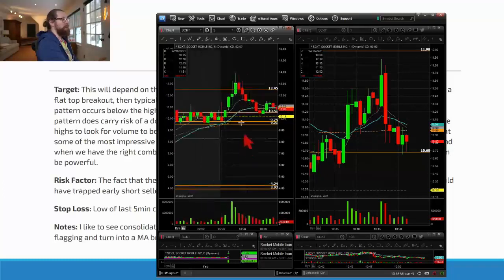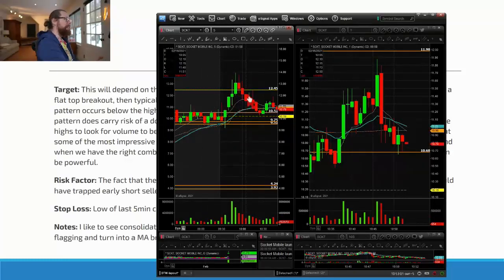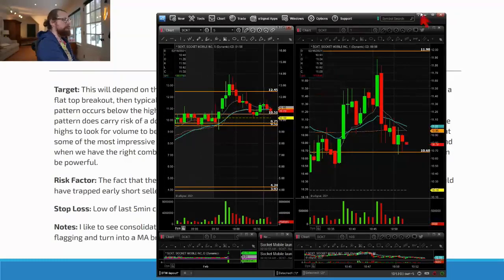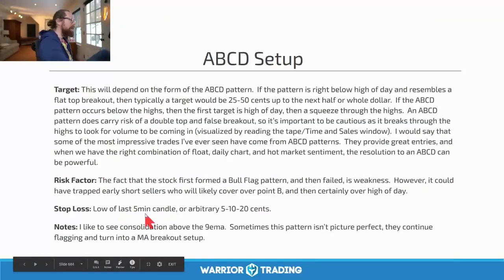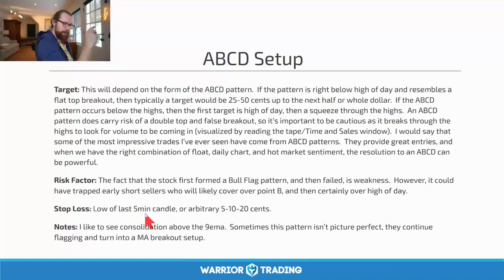This was one that was kind of choppy today. It went from 9 up to 14, then back down to 10. It's just been a little tricky. I'm not sure why. So stop loss typically will be the low of the last 5-minute candle, the low of the previous pivot, or, of course, using arbitrary stops as long as you can be good about holding yourself to actually bailing at those places.